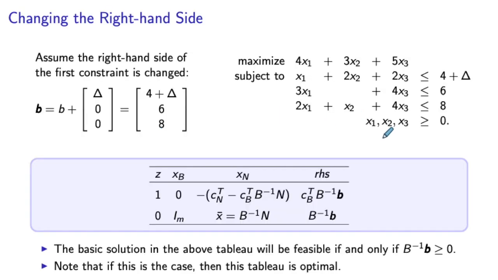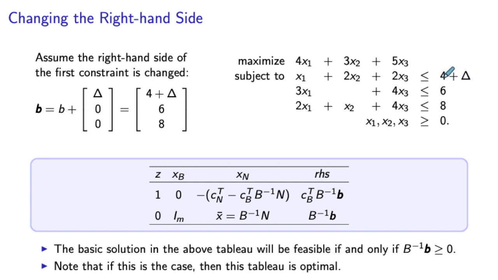In this video we discuss sensitivity analysis for a linear program when we change the right-hand side of a constraint. We again consider the same example, but now we assume that the right-hand side of the first constraint changes from 4 to 4 plus delta. As a result, the vector b of right-hand sides becomes (4 plus delta, 6, 8). Economically, this change corresponds to the change in the availability of the first resource.